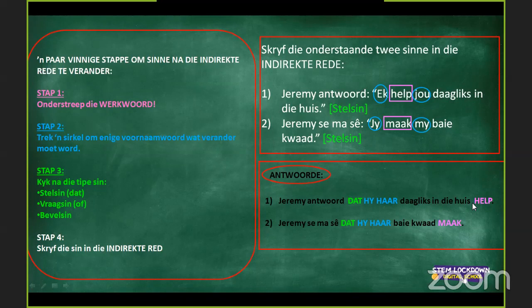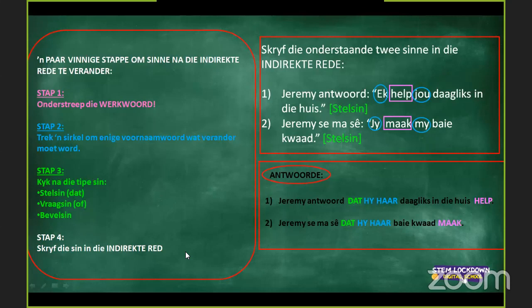Okay, if we go to the second sentence, Jeremy se ma sê, jy maak my baie kwaad. First step, look for the verb. So that is maak. Second step, circle any pronouns that are going to have to change. Remember I said you look for ek, my, jy en jou. Goed, so nou gaan ons weer. Hierdie is 'n stelsin. This is a statement. But nou sê ons Jeremy se ma sê, we use dat to join the introductory sentence with the direct speech. I need to remember to change my pronouns. That ek baie kwaad is, en my werkwoord skuif na die einde, maak. Right, so that was just a quick recap on what we did yesterday.